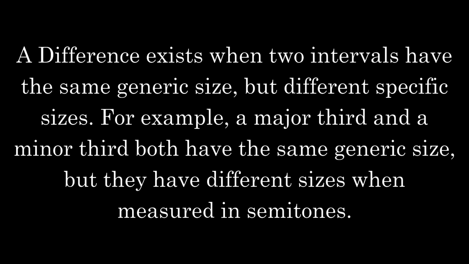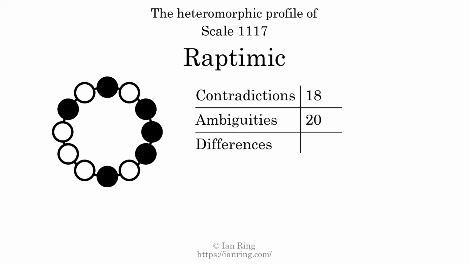A difference exists when 2 intervals have the same generic size, but different specific sizes. For example, a major third and a minor third both have the same generic size, but they have different sizes when measured in semitones. The number of differences in this scale is 61.